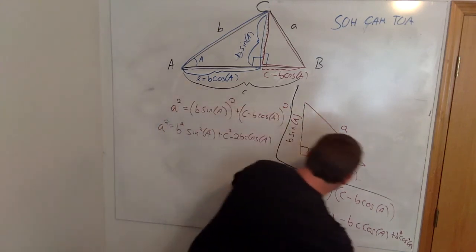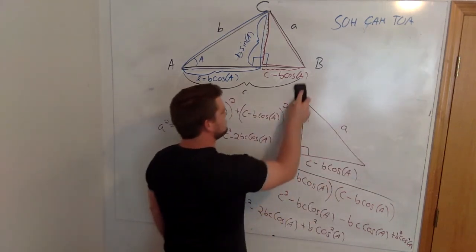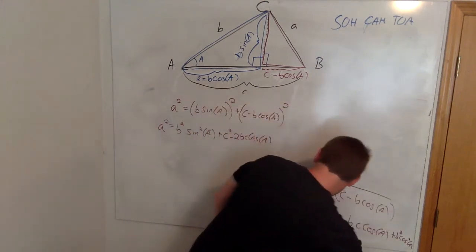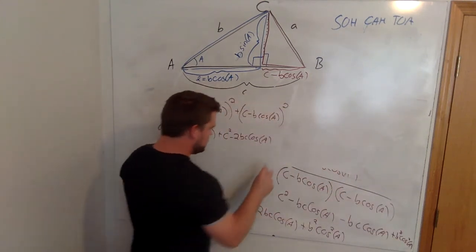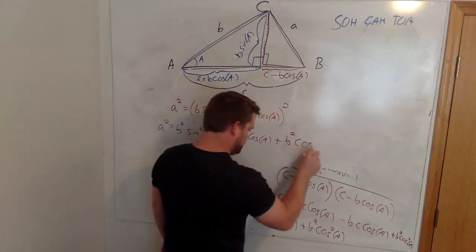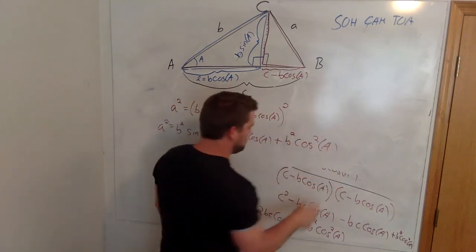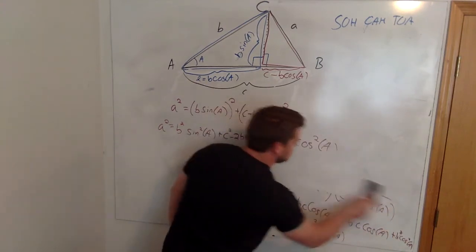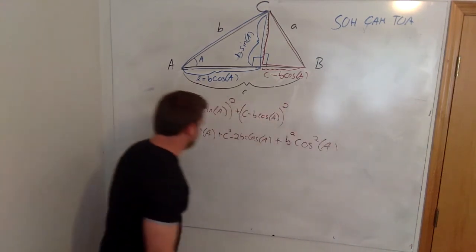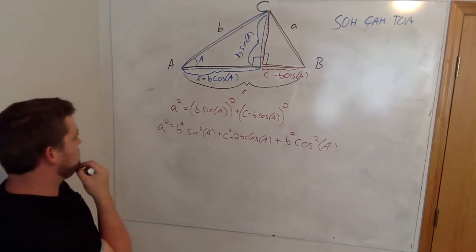I'm going to erase a little bit of this so we have a little more room. Plus b squared cosine squared of A. Cool. So where does this lead us? What can we do here?